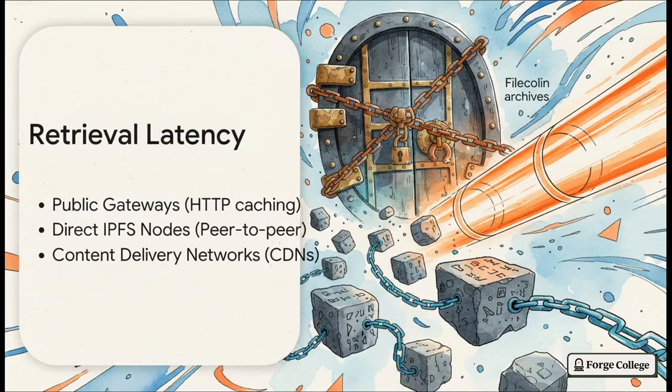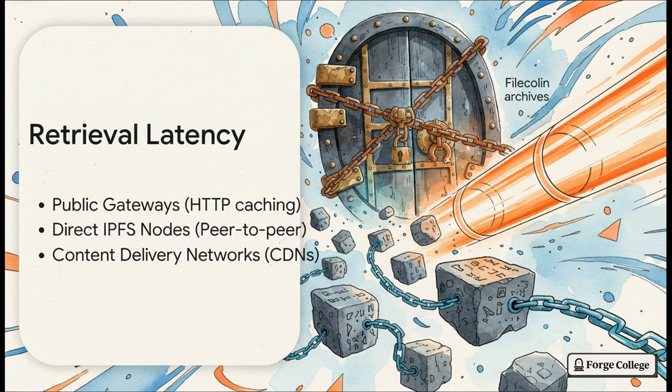It's also really vital to realize that these durability choices directly impact retrieval latency, which is honestly just a fancy way of saying how fast your users actually see the artwork. Public gateways use HTTP caching, making them super fast and great for general public access. Direct IPFS nodes are peer-to-peer, which is highly resilient, but the speed can vary.